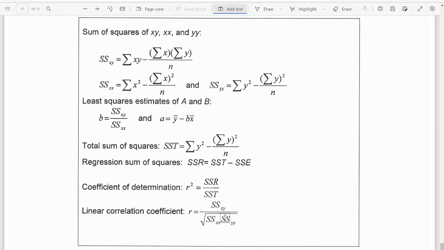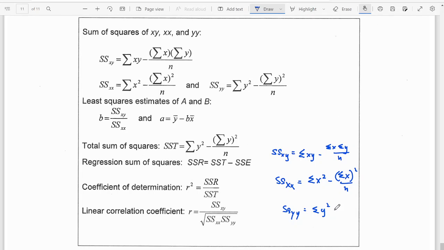So what is SSXY? So in this case, SSXY is simply equal to, kita tulis kat sini, summation of XY minus summation of X summation of Y divided by N. And then SXX, so this is just simply summation of X kuasa 2 minus summation of X, the whole thing square divided by N, and meanwhile SSYY is just simply equal to summation of Y square minus summation of Y square divided by N.